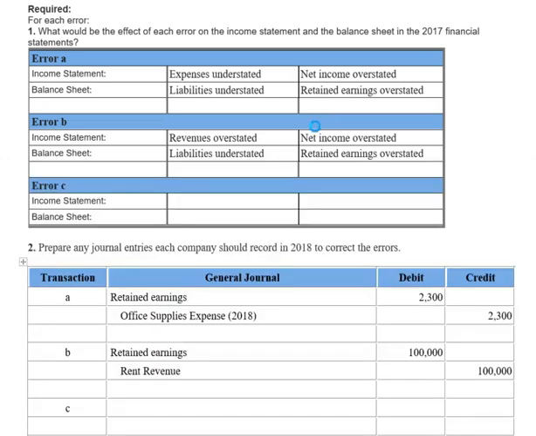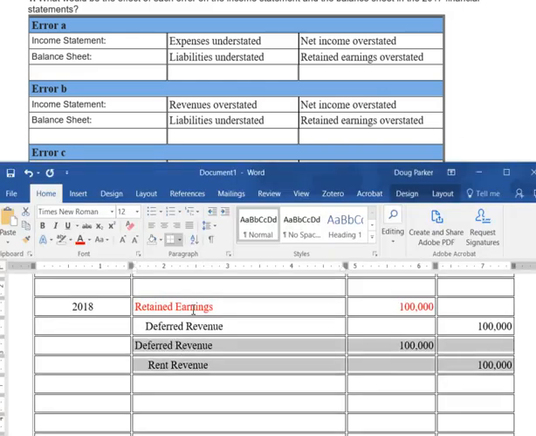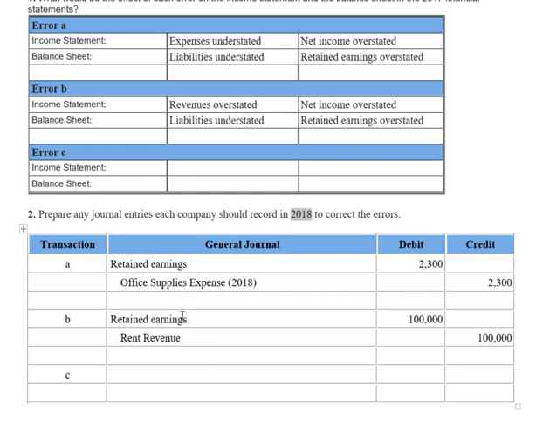So it could go a couple of different ways. We're going to hit it straight to retained earnings because we're assuming we're at the end, because it just says for 2018. And bottom line is our retained earnings needs to go down by 100 and our rent revenue for this year needs to go up by 100. So that's the bottom line impact. So that's what we're going to journal there.